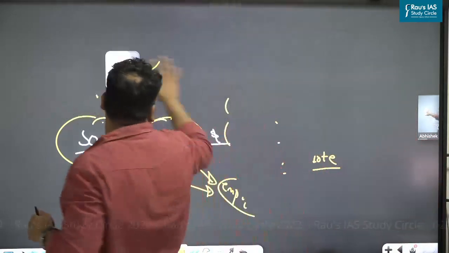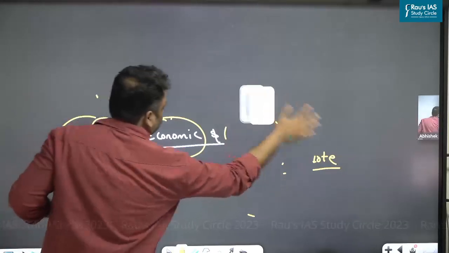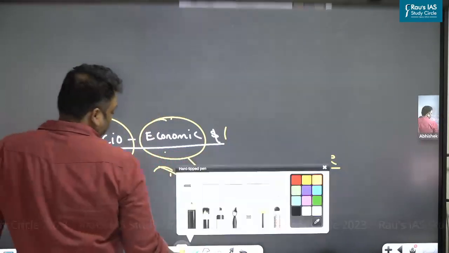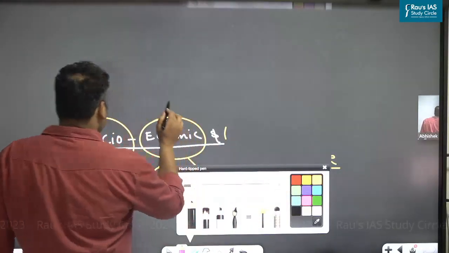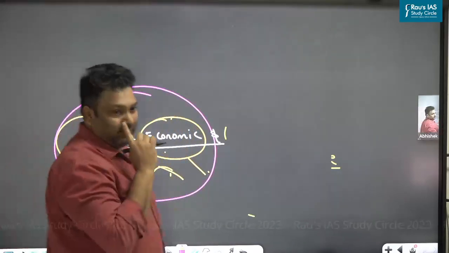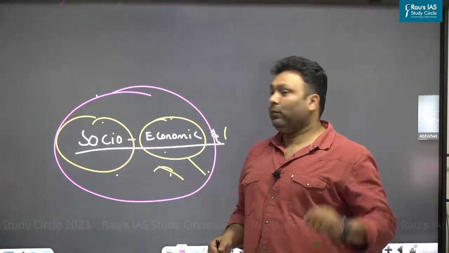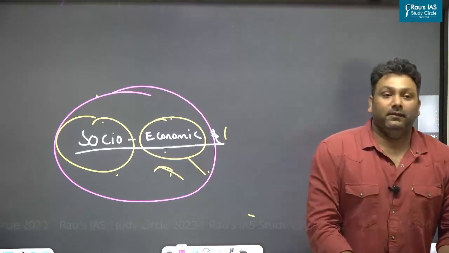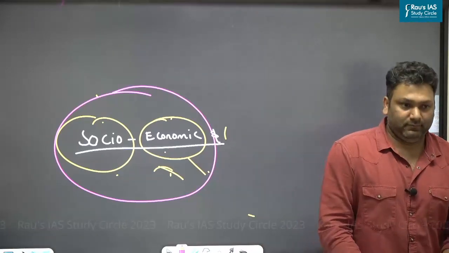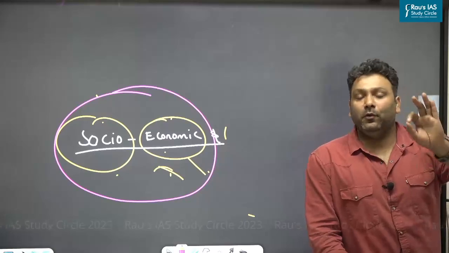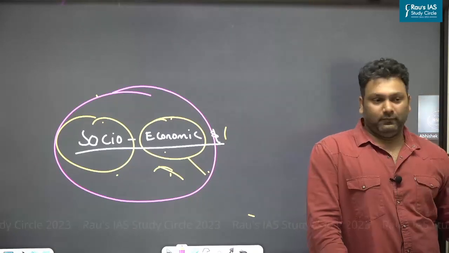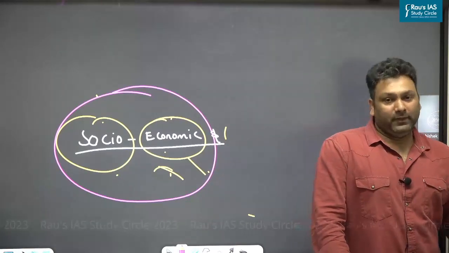So this theory talks about these two now: economic development and social development. That means once you are economically empowered, then you'll be socially empowered also. So that is when your demographic indicators will also improve. Let's apply this to women.